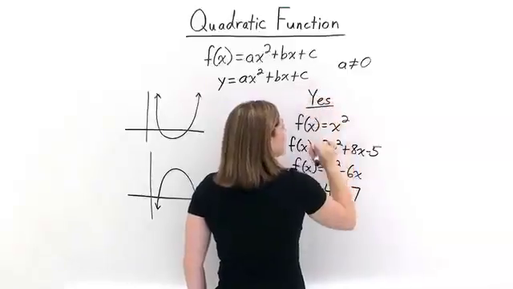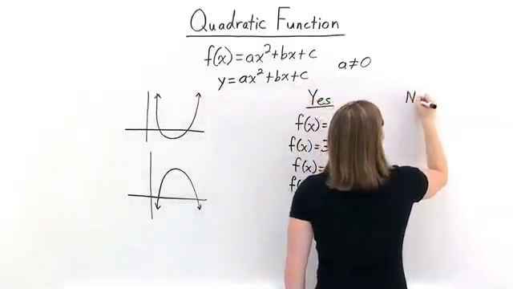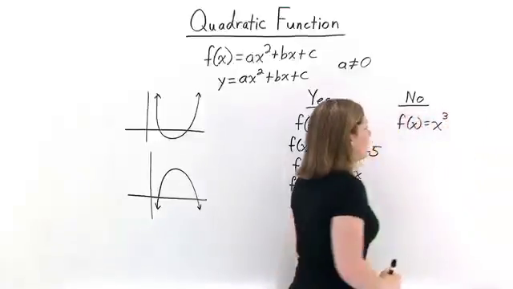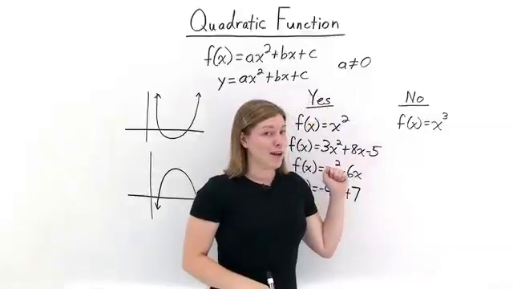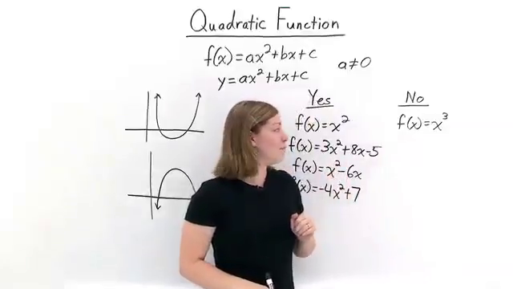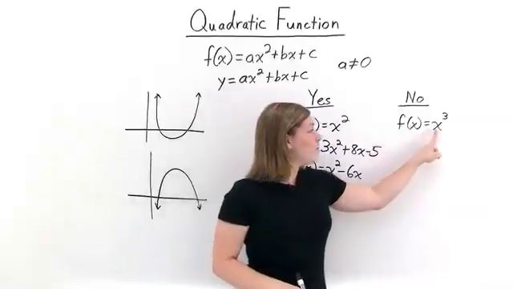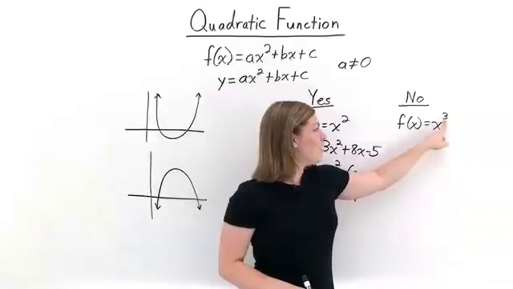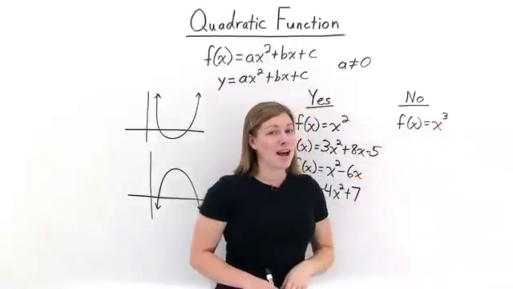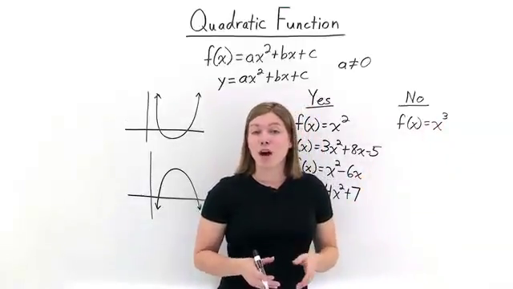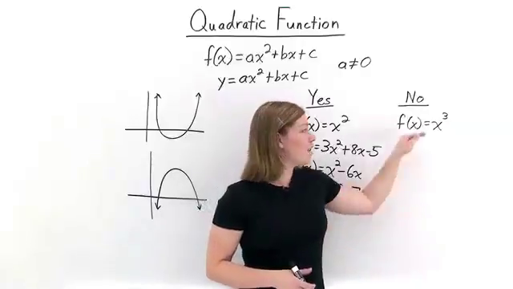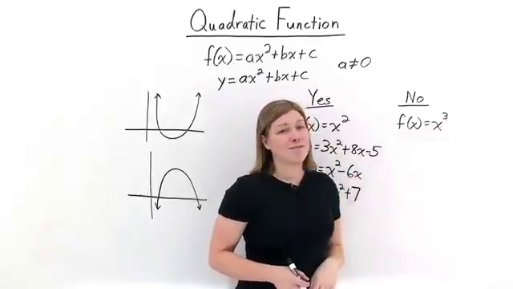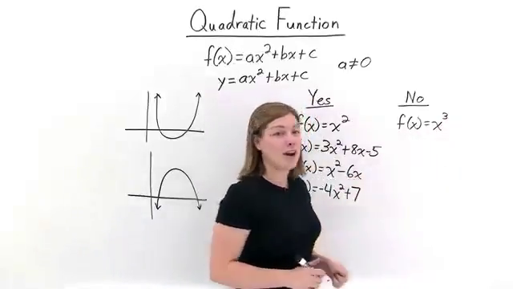Next, let's look at a couple functions that are not quadratic functions. Let's see, f(x) equals x to the third. Is this a quadratic function? Well, let's see, does it have an x squared term? No, it doesn't. It just has an x to the third. And if we look at the highest degree for an x value here, we have a 3. 3 is not 2. Remember, to be a quadratic function, the highest degree that your x value can have must be exactly 2. Here we have 3. That's too big. So this is not a quadratic function.